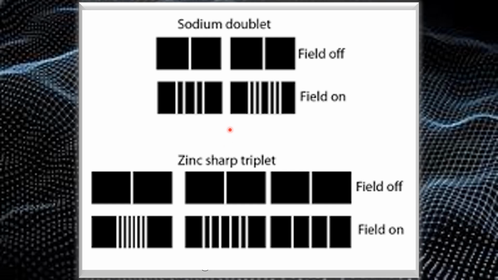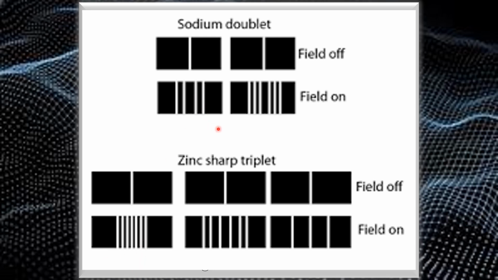And what we see here is that these are the line spectra that we see when we measure an atom, in this case a sodium doublet and a zinc sharp triplet. And what this effect tells us is that when in the influence of an external magnetic field, we get splitting in the spectra. And hence the field off has a doublet and the field off has a triplet. But when the field is on, we see that we get splitting in the energy spectra. And that's pretty darn cool.